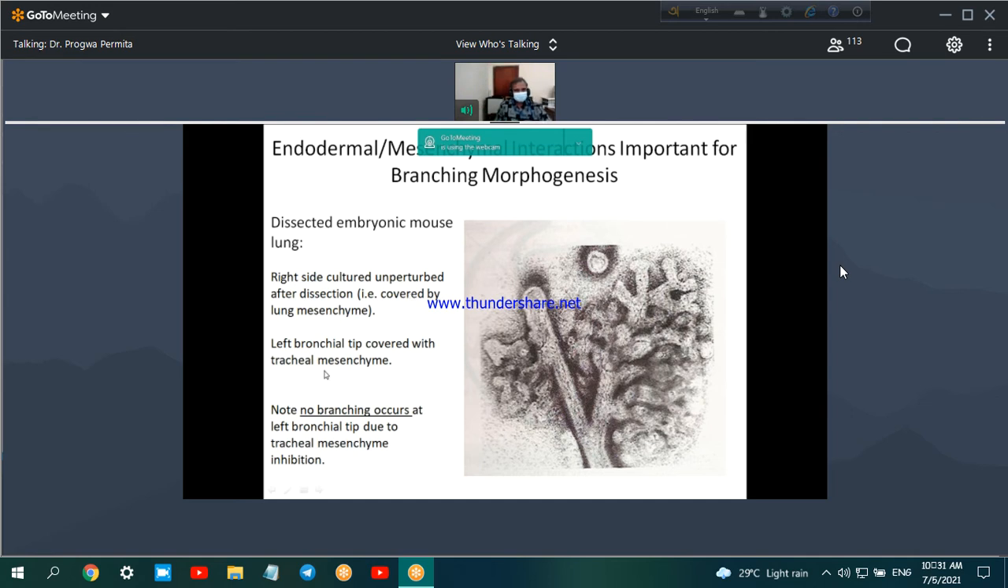In a dissected embryonic mouse lung, the right side is cultured unperturbed after dissection, with the bronchi covered with tracheal mesenchyme. In the left, no bronchial branching occurs due to inhibition by the tracheal mesenchyme. Here in the right, branching occurs.